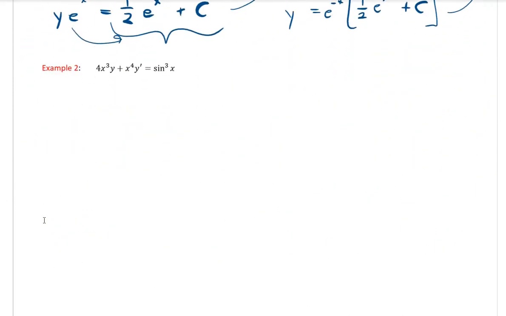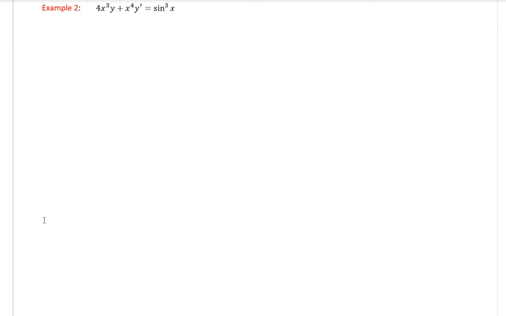Okay, let's do another example. I have 4x cubed y plus x to the fourth y prime equals sine cubed x. All right, this one's going to be a little bit silly, and you'll notice why in a moment. But right now, we have y prime multiplying something.